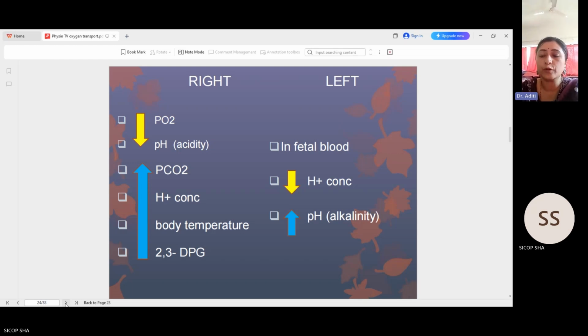Okay, so the shift of the curve to the left is seen in the case of fetal blood, or when the H plus ion concentration decreases, or when the pH increases, that is, more towards the alkaline side.